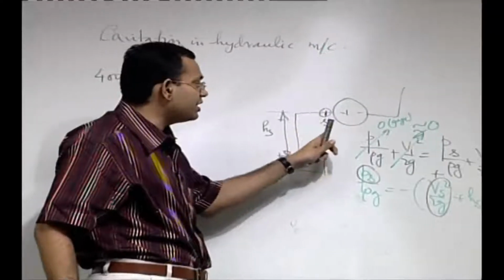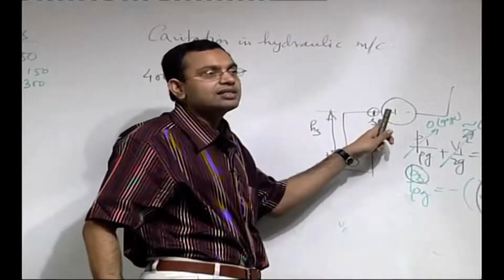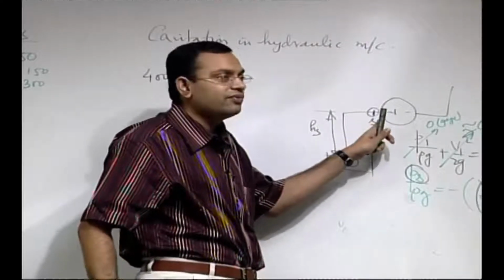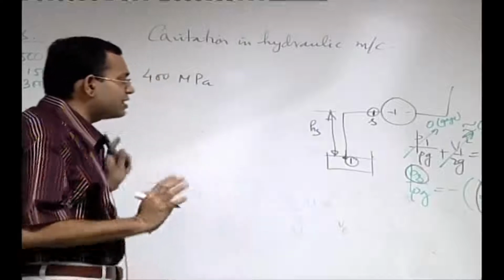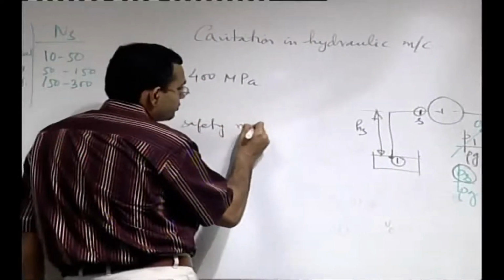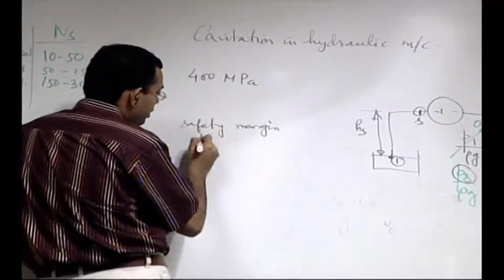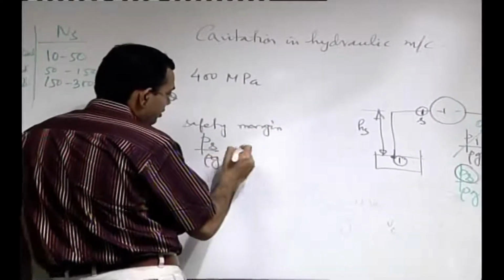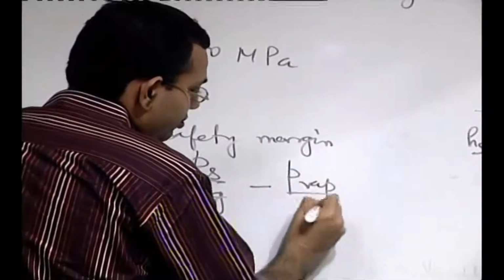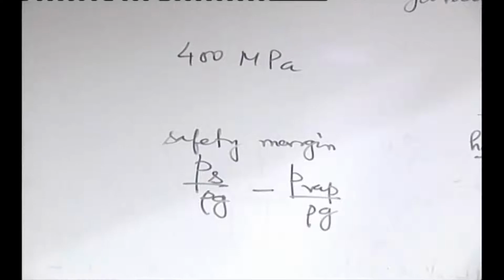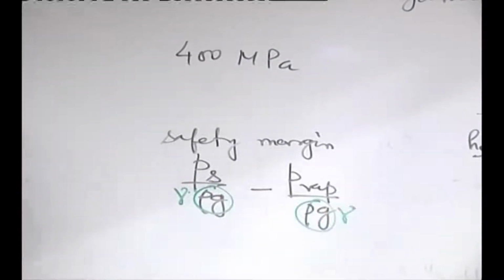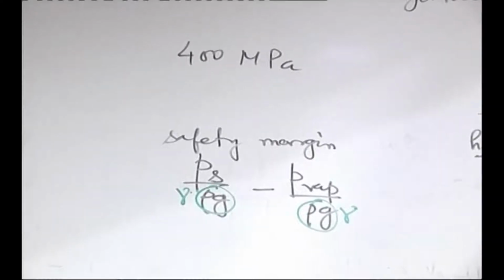We can infer that if the pressure at this point is less than the corresponding vapor pressure, then you may have cavitation. So we may consider a safety margin. What is that? Ps by rho g minus P vapor by rho g. We are talking about head, so we are dividing by rho g. Typically in symbolic terms we write rho g by a symbol gamma, which is the specific weight.